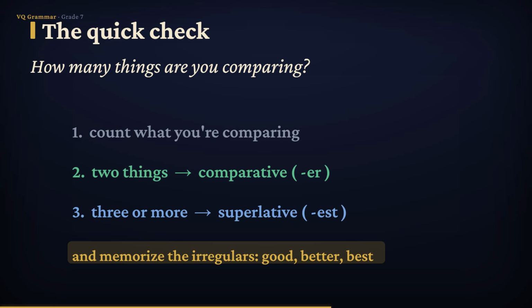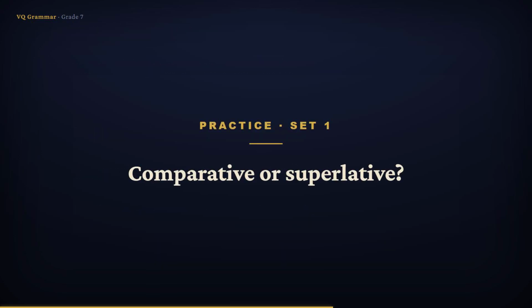Ready to practice together? Time to practice. In this first set, I'll show you a sentence, and you decide whether it should use the comparative or the superlative. Remember the trick. Count how many things are being compared. 2 or 3 or more. Pause the video and choose before I reveal the answer.